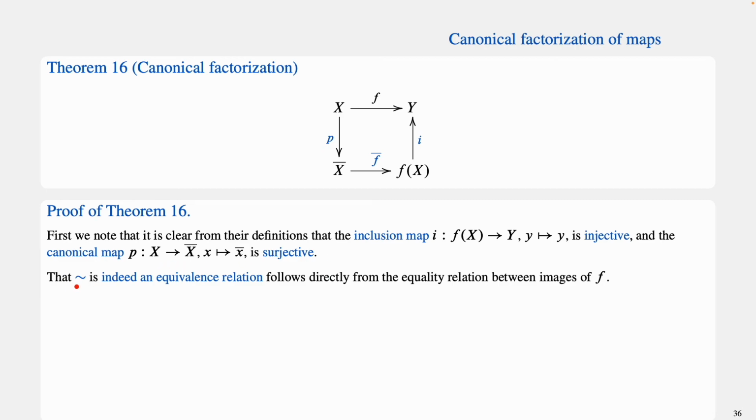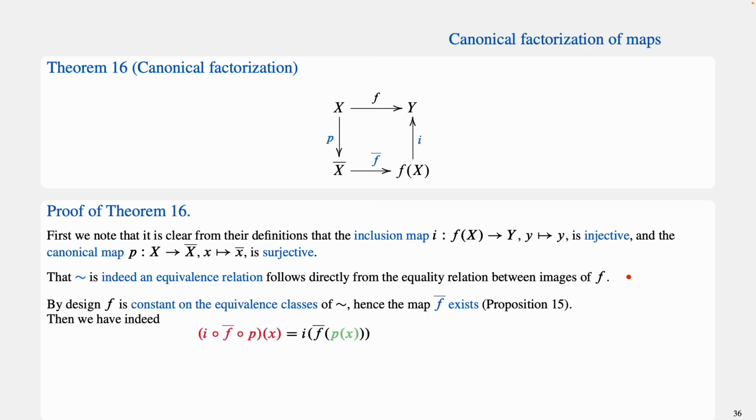Now the relation tilde that we just defined, where we said two elements of X are equivalent if they are mapped to the same element in Y, is an equivalence relation, and it follows directly from the equality relation between the images here. So there's nothing to prove. Now, by design of this equivalence relation, f is constant on the equivalence classes because we just defined our equivalence relation in that way.